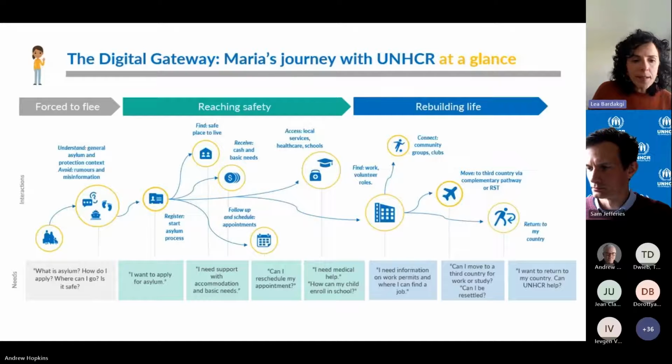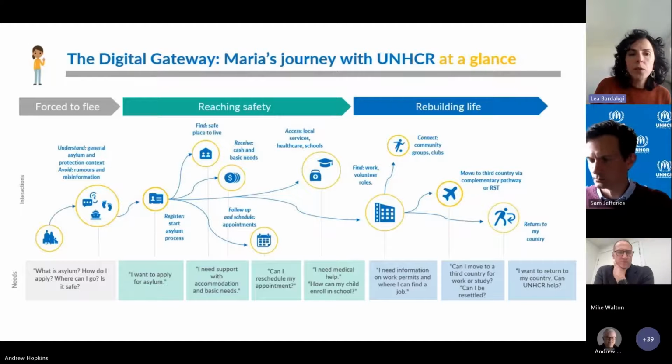So this slide I thought was really important to share today because it really gives you a glimpse of what a refugee or a displaced person's journey looks like and how digital services could really be of help in these kinds of situations. So we've got Maria's journey here, and it's really, from our perspective, in 3 big chapters.